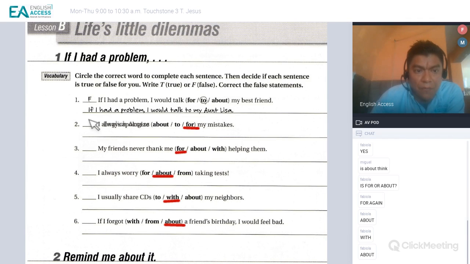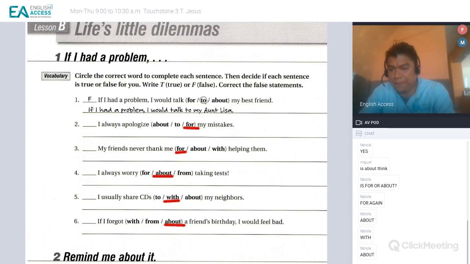Okay. Now on this section, you can write your own answers, whatever is true or false for you. If it's true, you don't have to change anything. But if it's false, you have to rewrite the sentence with correct information. Okay? What do you have for number two, Fabi? And you too, Miguel. Type it in the chat. Tell me what's the correct answer for number two.